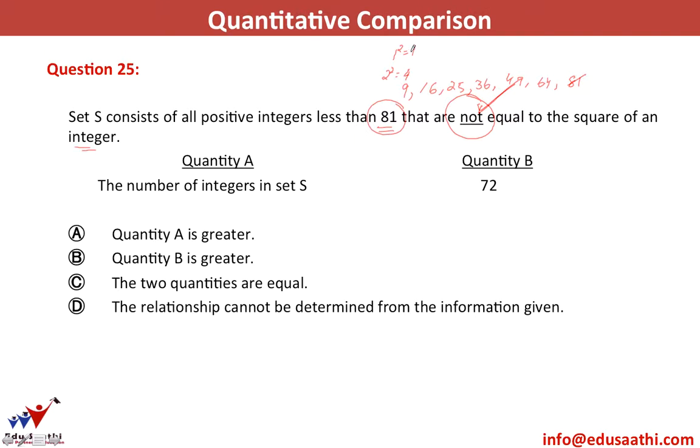So if I just look at 1, 2, 3, 4, 5, 6, 7, 8, 8 numbers have to be subtracted from 80. Less than 81 means there are 80, out of which 8 would be subtracted. What I would get? I would get 72. So the number of integers in set S is 72, and if I compare it with quantity B, the two quantities come out to be equal. So the answer for this will be option number C.